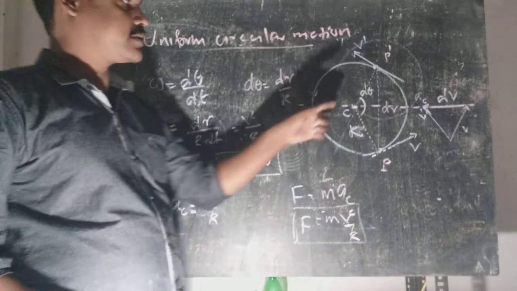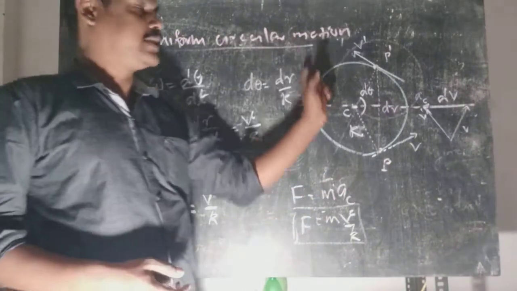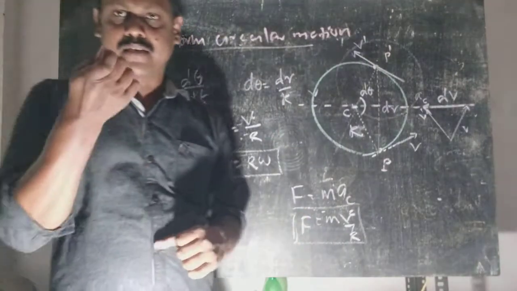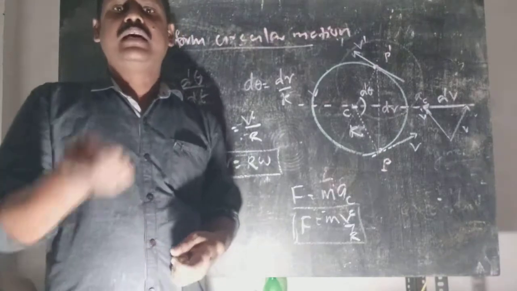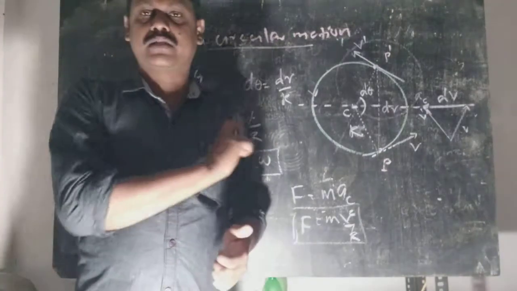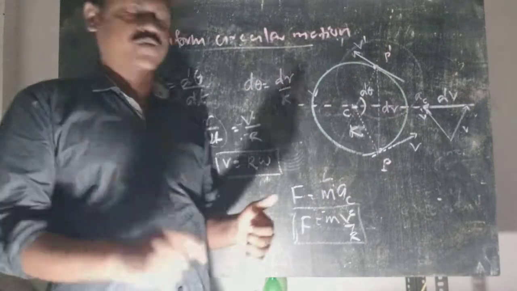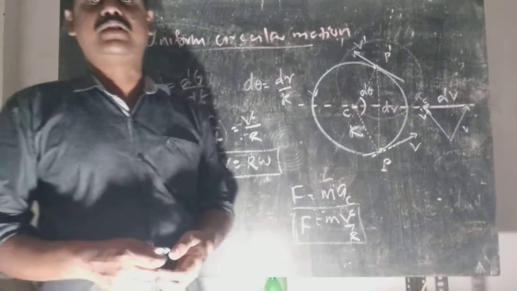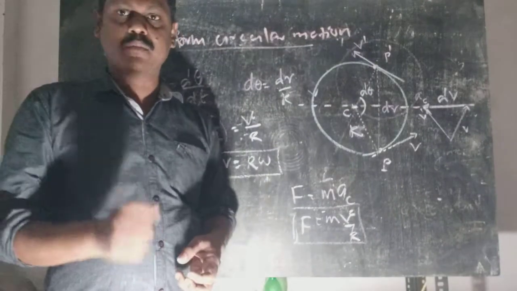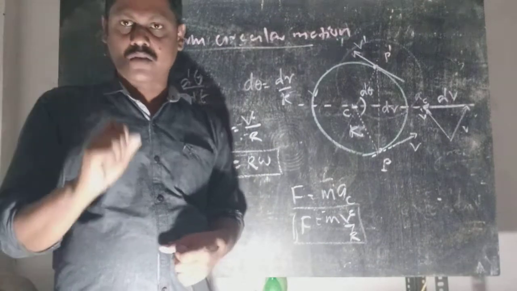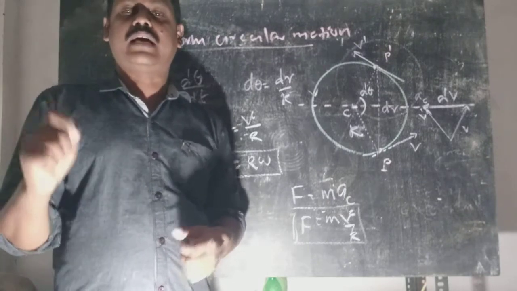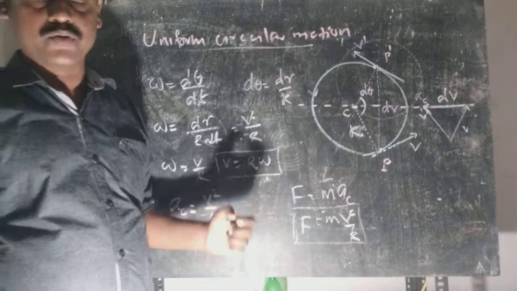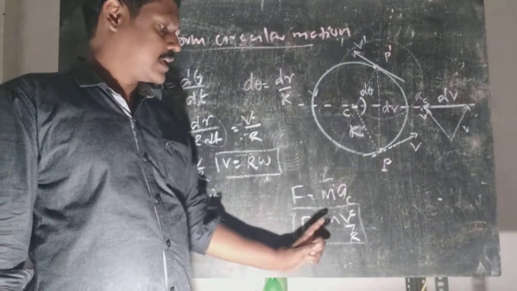Since the acceleration is directed towards the center, the force experienced by the body is also directed towards the center. That means the force which maintains the object along the circular orbit during uniform circular motion is directed towards the center, and hence it is known as centripetal force. The force which keeps the body always along the circular track, directed toward the center of the circular track it has followed, is known as centripetal force. The expression for centripetal force is m v square by r.